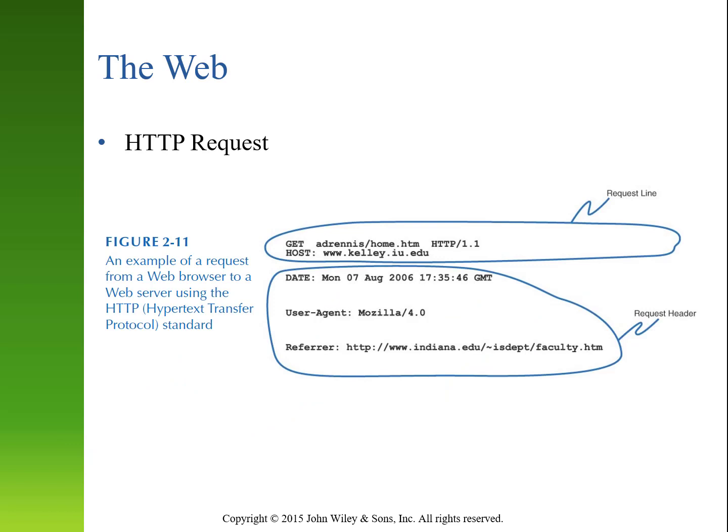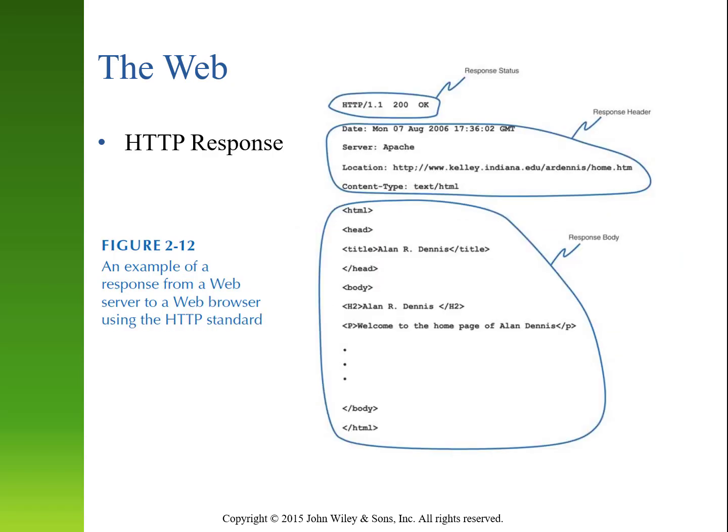And you can see in this case that we are asking for a specific web page from a specific host, and then you can see some additional header information about where we're coming from and when we're requesting and what kind of software we're using to make the request. The response is also a simple text message that has some response status and has a response header and then has the actual contents that we're looking for, which are then formatted and presented on our screen as a web page.